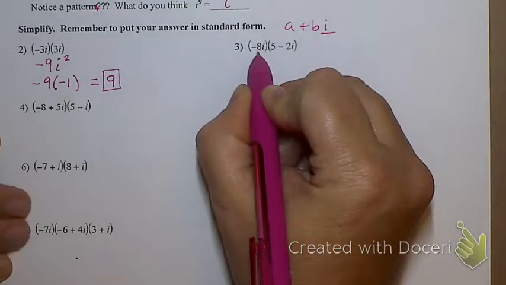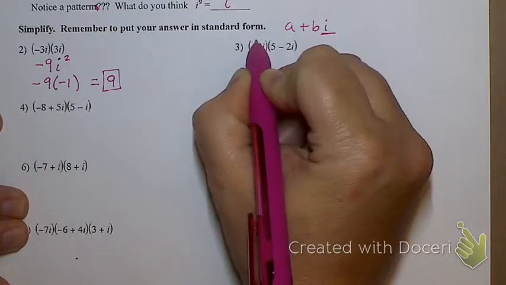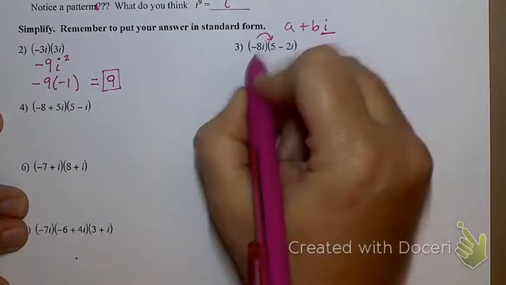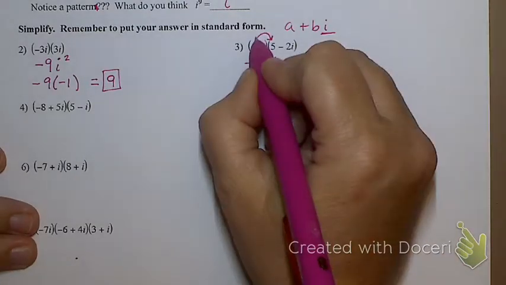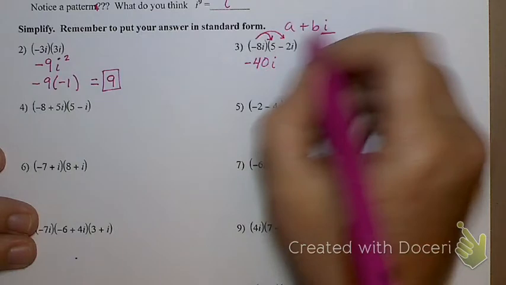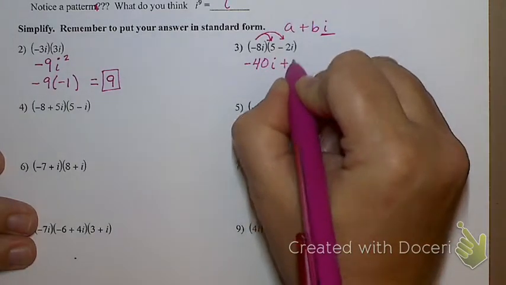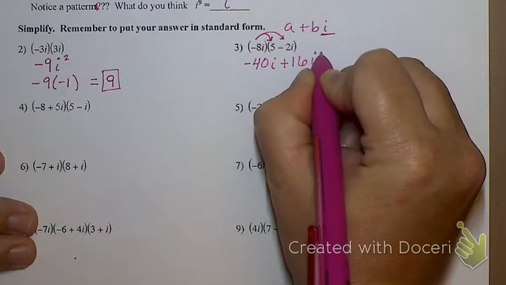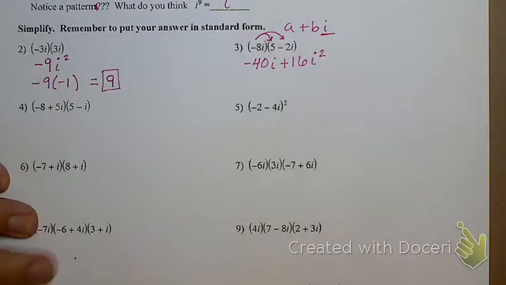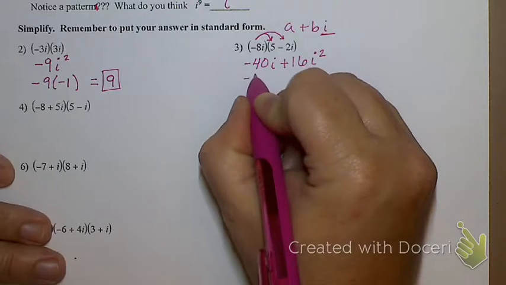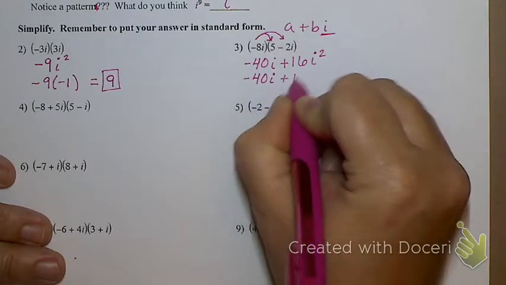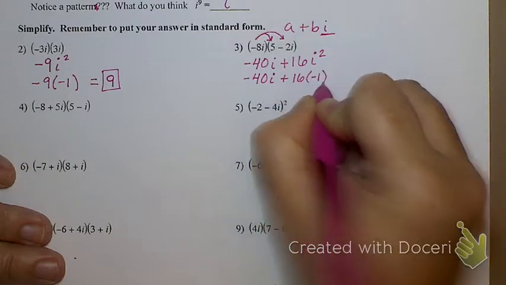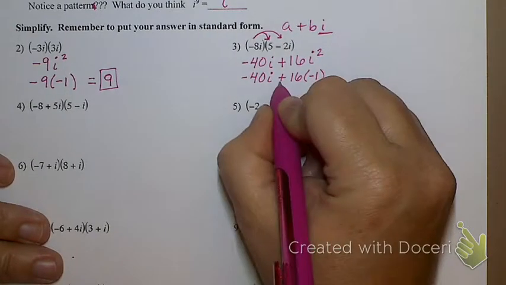This is really the distributive property, isn't it? Yeah. -8i times 5 would be -40i. And -8i times -2i would be +16i squared. Now what do I have to replace i squared with? -1. So I really have -40i plus 16 times -1. What is 16 times -1?